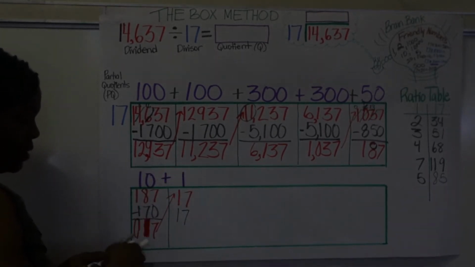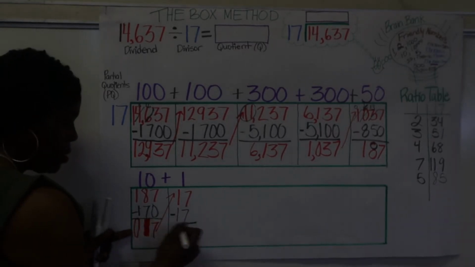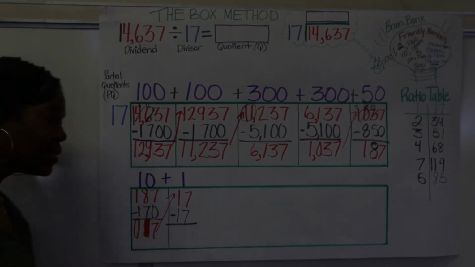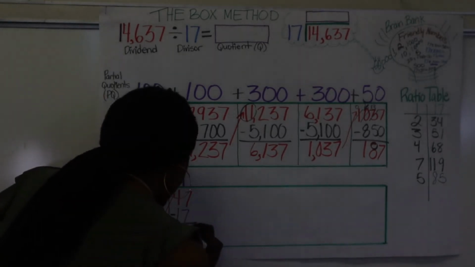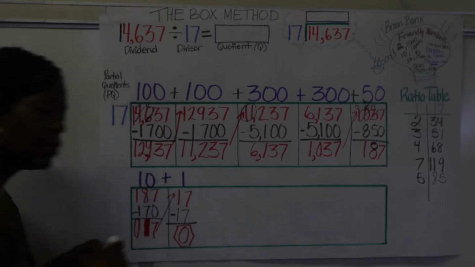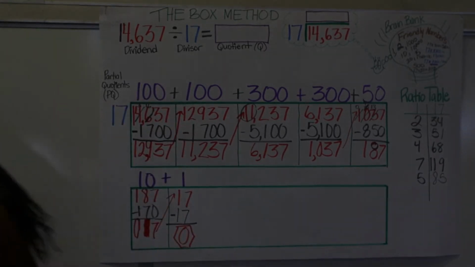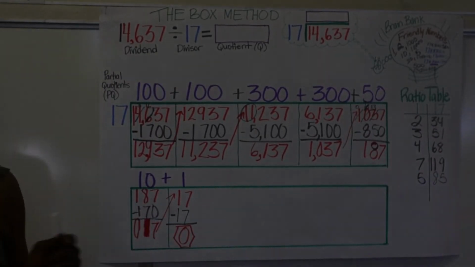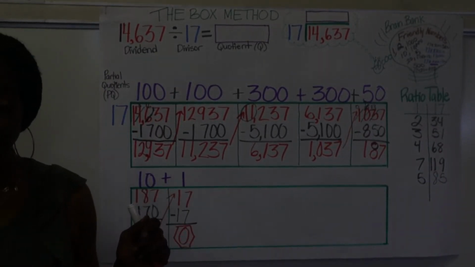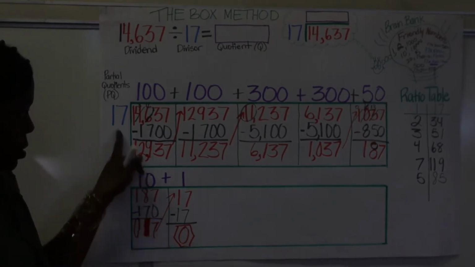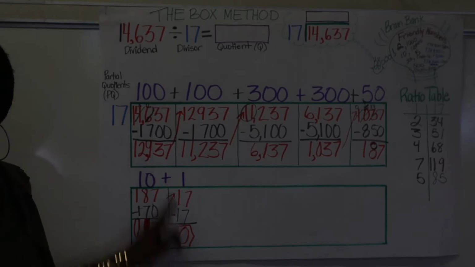And what will my difference be? 0. Can I stop and put my stop sign now? Yes, I can. Why can I? I need somebody who's going to tell me a clear and concise thought. We can put the stop sign there because 0 is less than 17, which is our divisor.